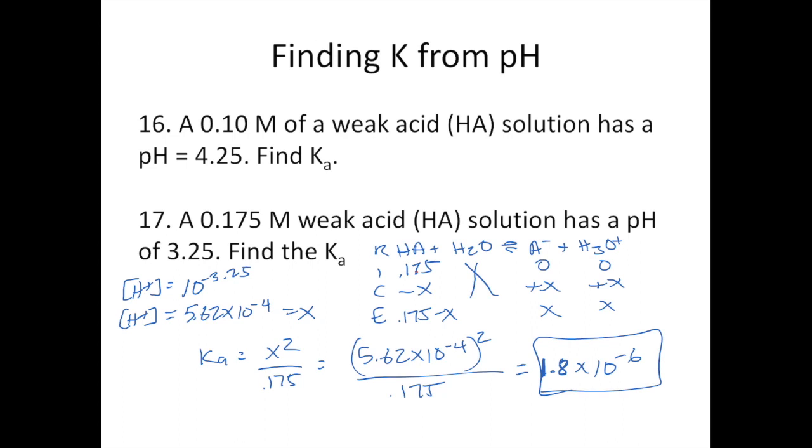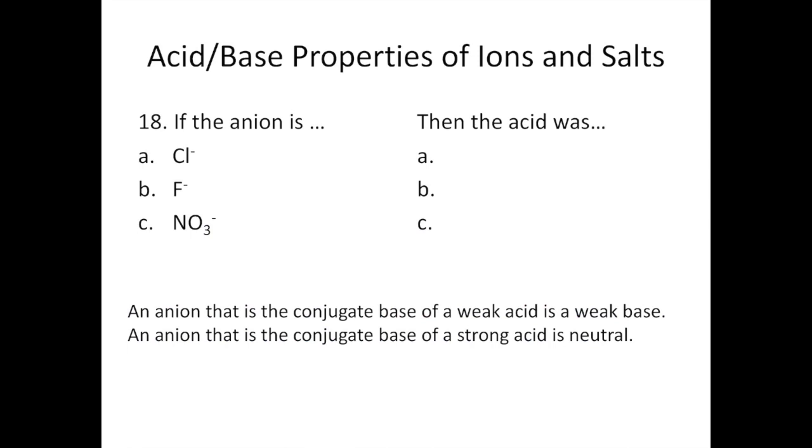Okay, try 17. There you go. There's your Ka. You're just going to work backwards. Remember that 10 to the is your inverse log. So you've got to press second and then your log button. And then negative pH. So there's that.